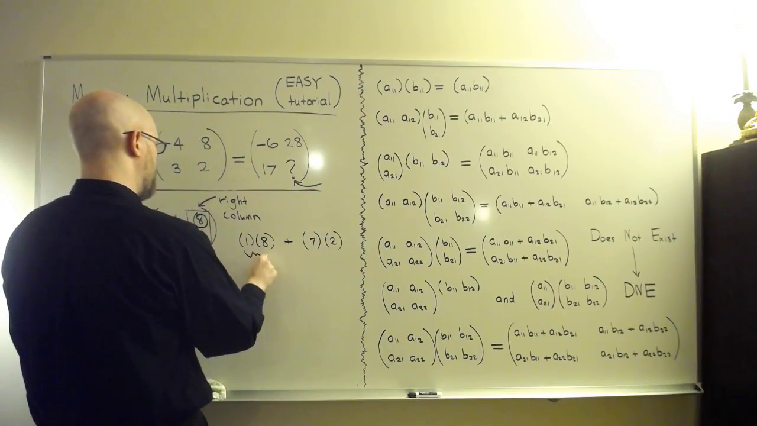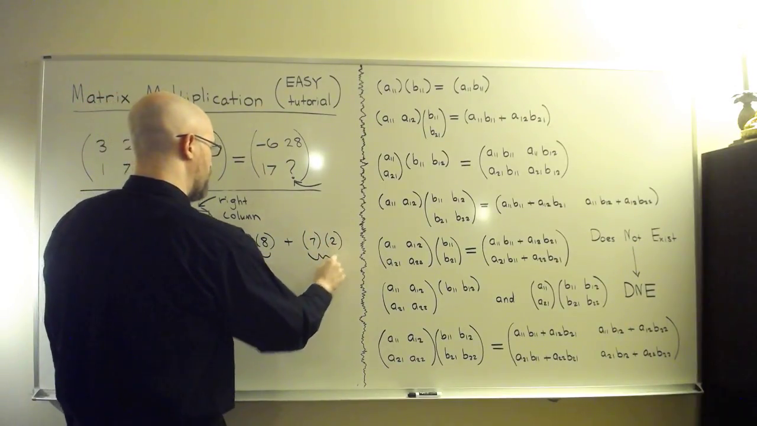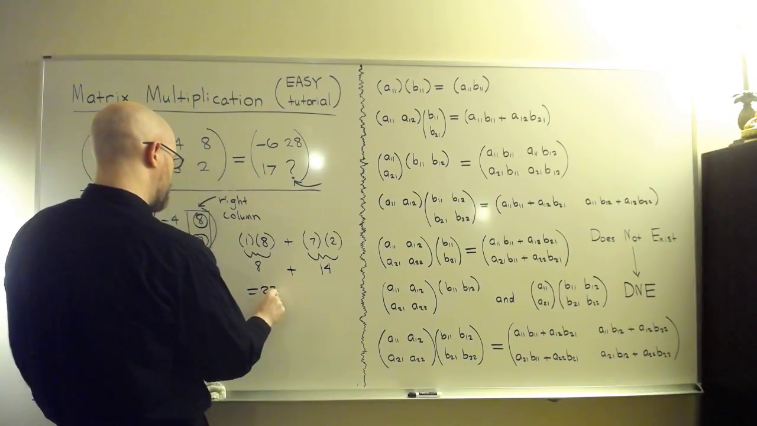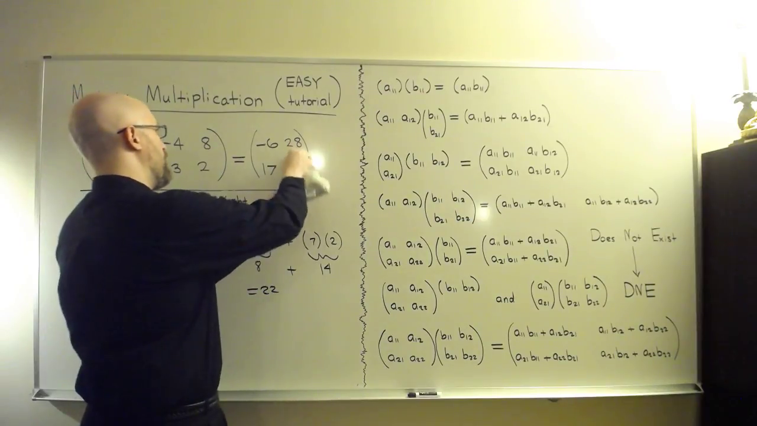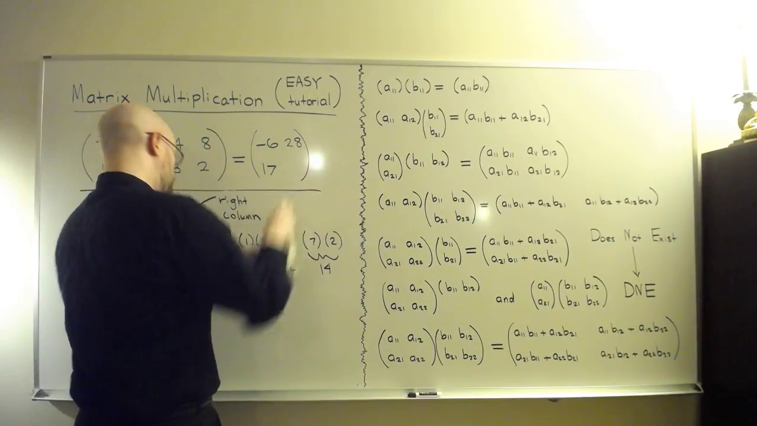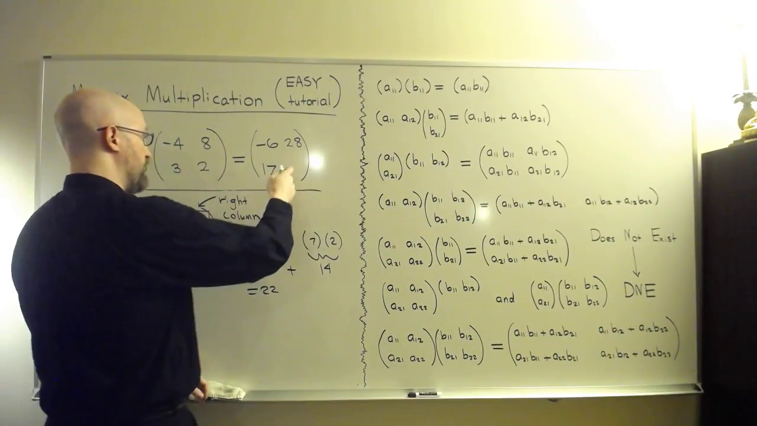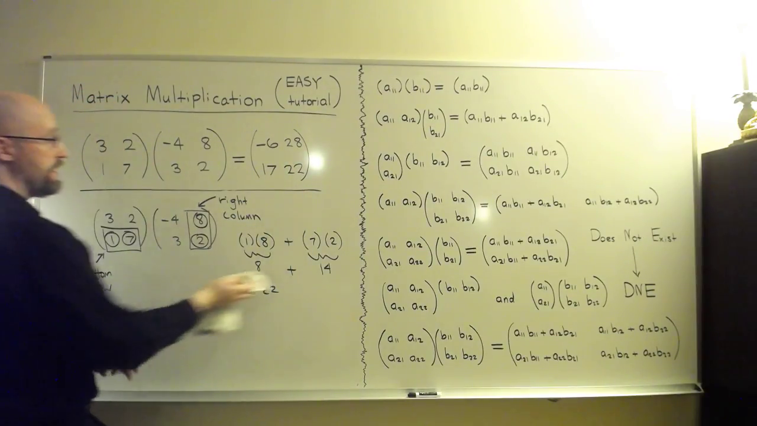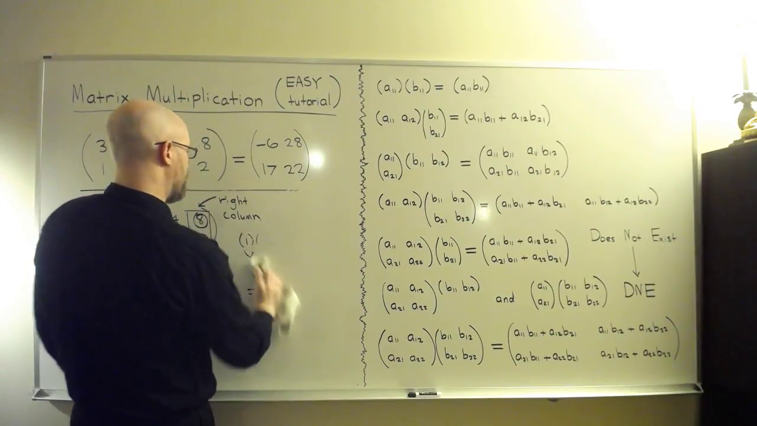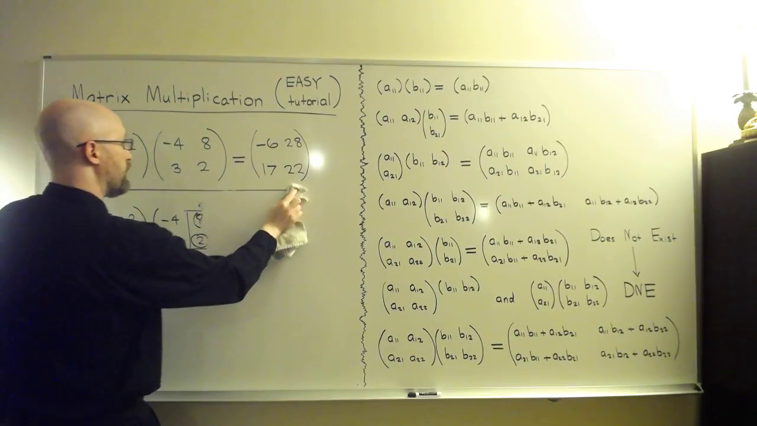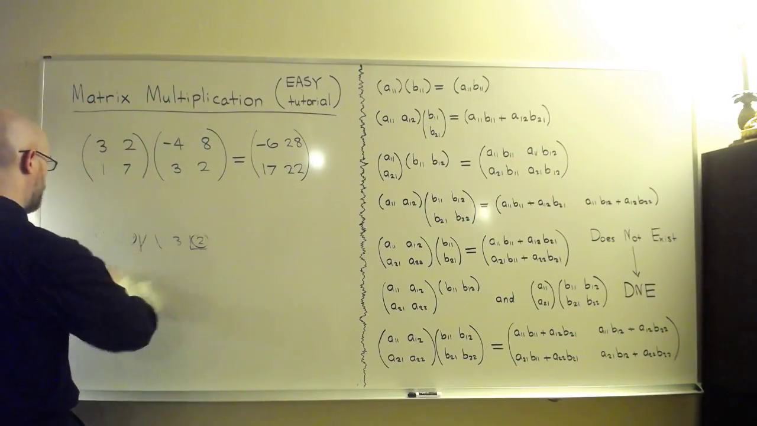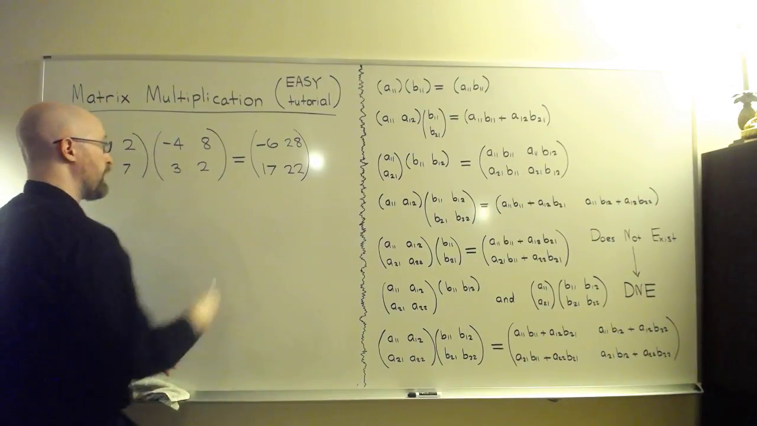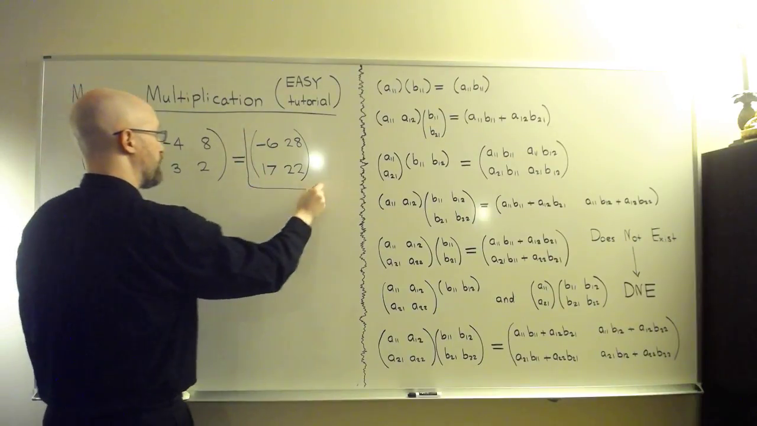Add the results. Those multiply to give me 8. Those multiply to give me 14. Those add together to give me 22. And that's my final entry there. And now that is the product matrix. So I can clear all this off. And this is the answer.